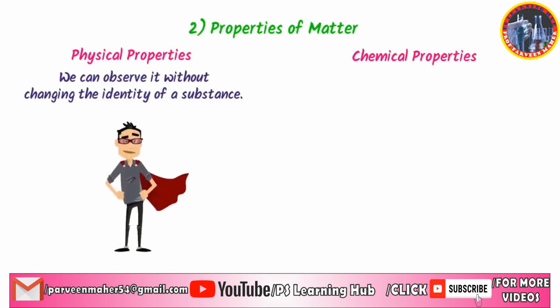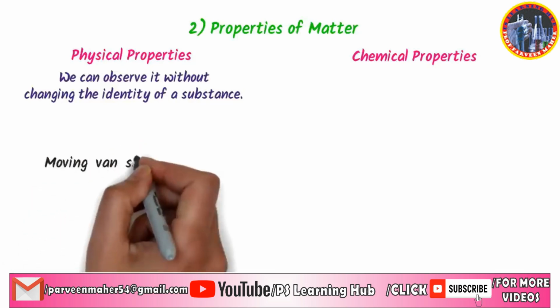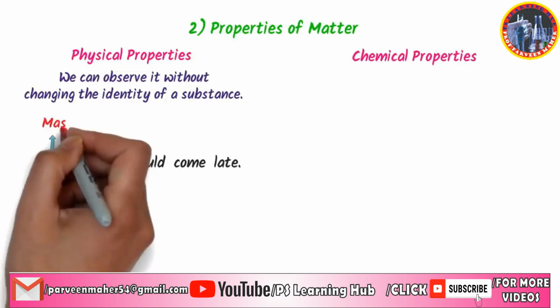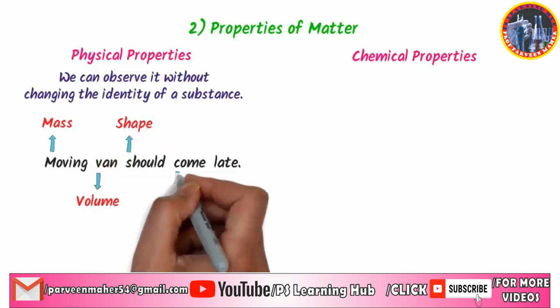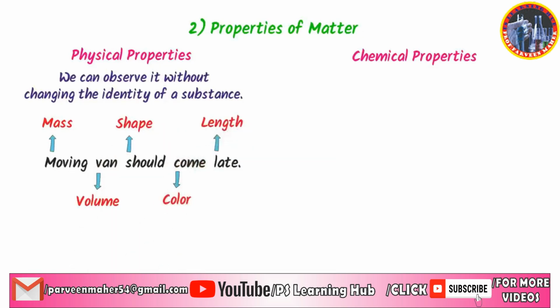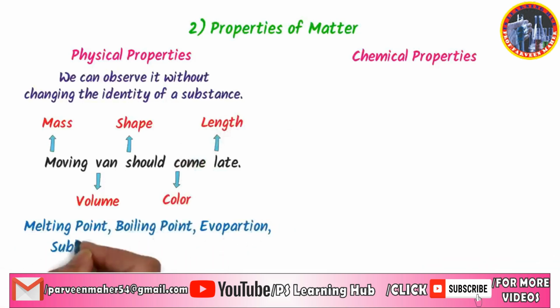Now how can we remember the physical properties of matter? Well, I always use my personal trick. Moving van should come late. Here, M stands for mass, V stands for volume, S stands for shape, C stands for color, L stands for length. Also remember that physical changes like melting point, boiling point, evaporation, sublimation, and condensation are physical properties.